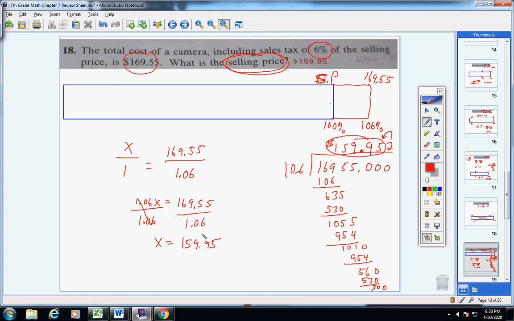So this is what x equals. So this goes right up here. That's the selling price. And what am I asking for? The selling price. I'm done. That's my answer. Okay? All right, number 19.